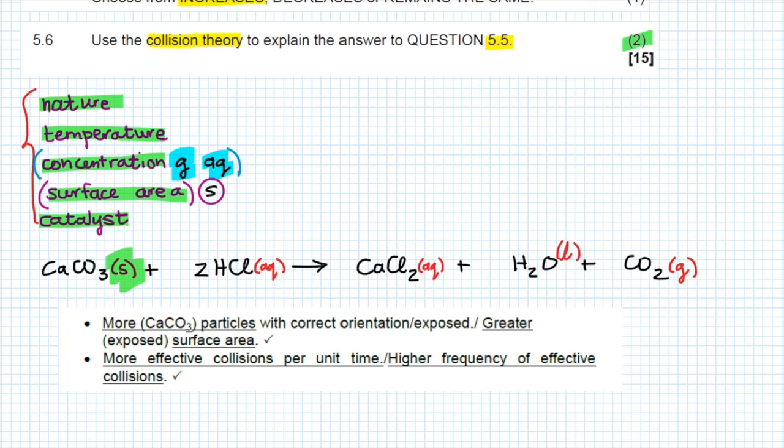Firstly, we need to state what adding more calcium carbonate does in terms of the factors that affect rate of reaction. So we say adding the 15 grams of calcium carbonate will give us more calcium carbonate particles being exposed. Or we can say it will result in a greater exposed surface area, and that will give us the first mark. The second mark comes from stating that this will result in more effective collisions per unit time or a higher frequency of effective collisions.